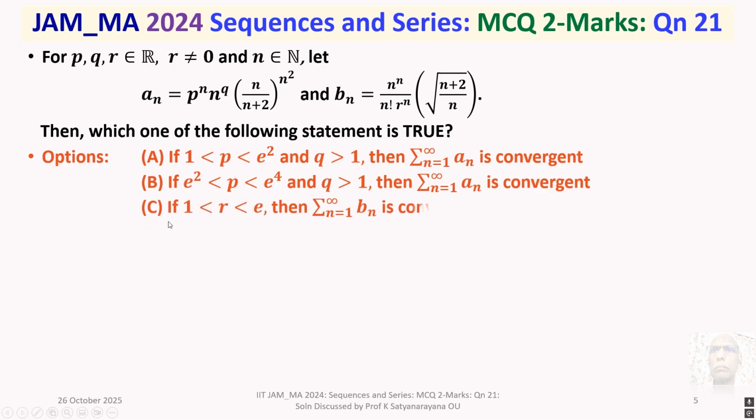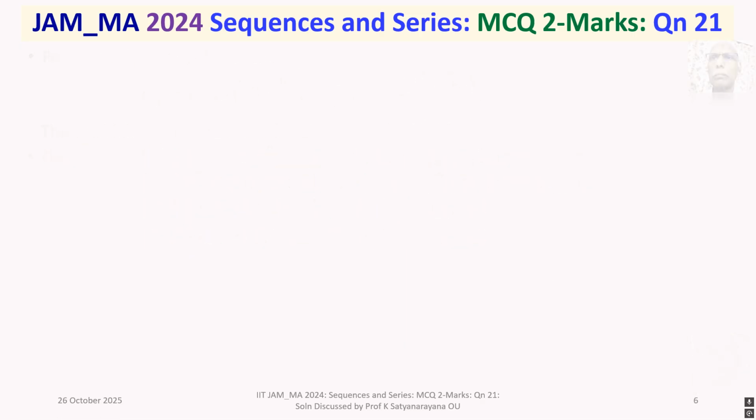Option C: if 1 less than r less than e, then sigma b_n is convergent. Option D: if 1 by e less than r less than 1, then sigma b_n is convergent. Right. Let's now discuss the solution of the problem in detail.